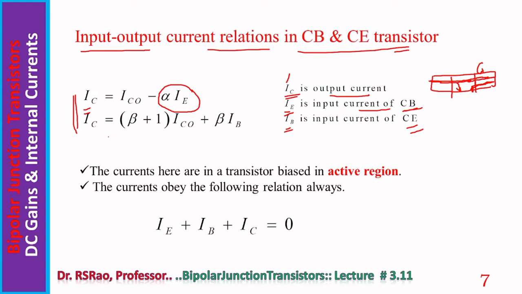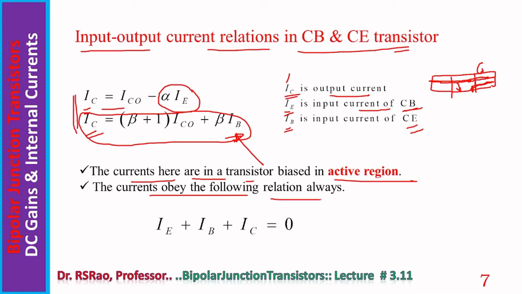With a little bit of manipulation, this relation gives the widely used DC current, terminal current relation of BJT: IC equals beta plus 1 times IC naught plus beta IB. This is the one that is widely used. The currents here are in a transistor biased in the active region. These relations hold good only when the transistor is in the active region. If it is in cutoff or in saturation, no. The currents obey the following relation always.